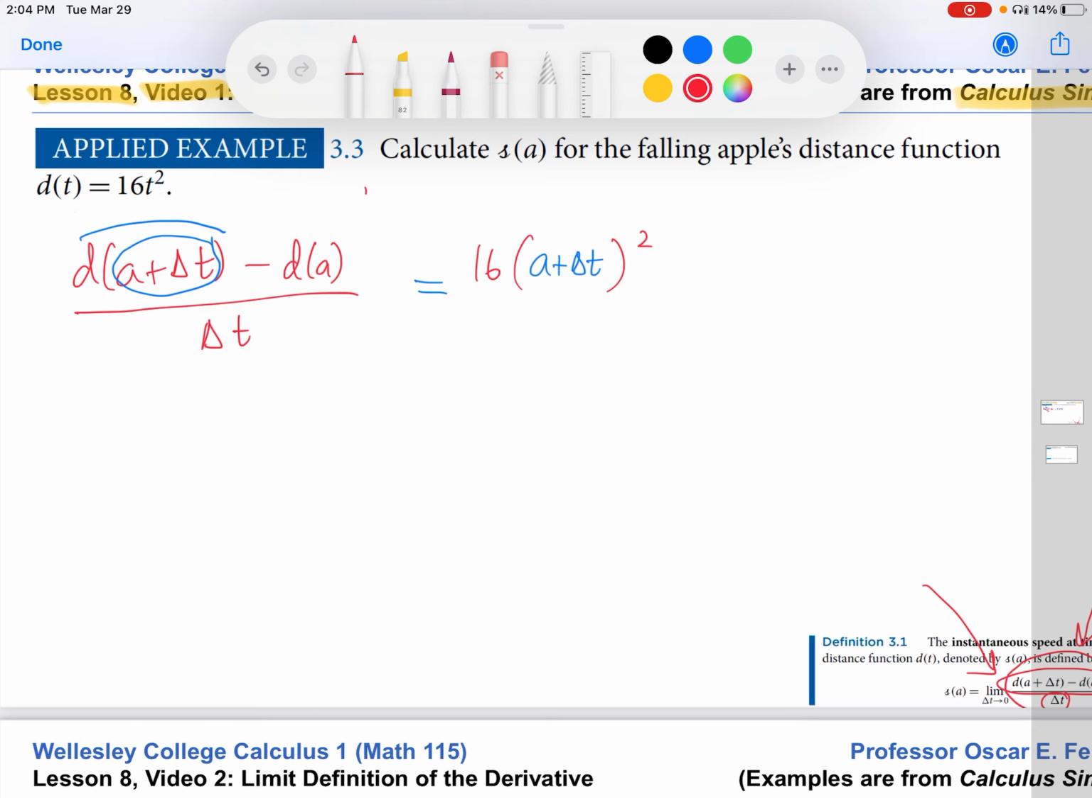Great. And then this over here says, how about I write over the same function, except instead of putting a t there, I will put an a. So this would be minus 16a squared. And then the denominator is delta t.